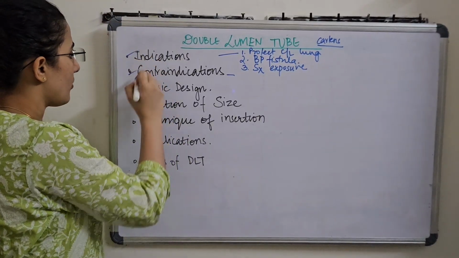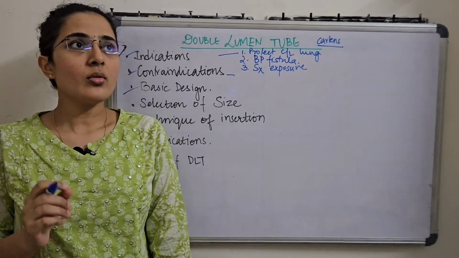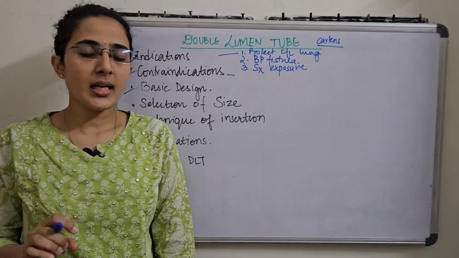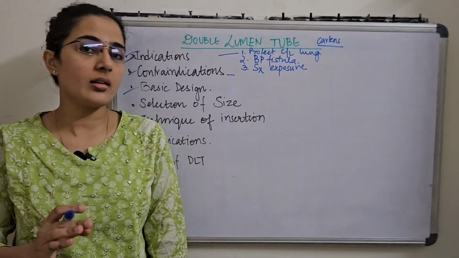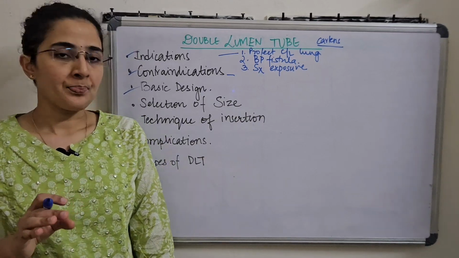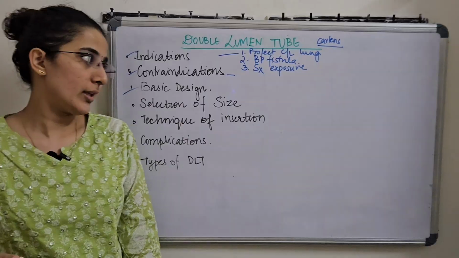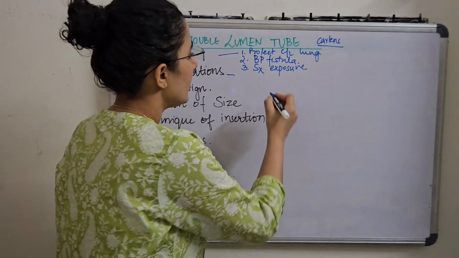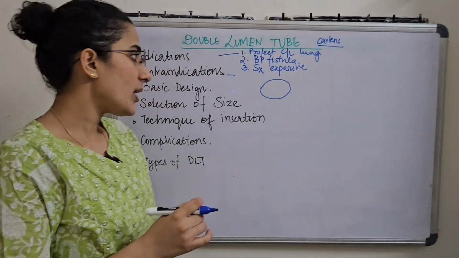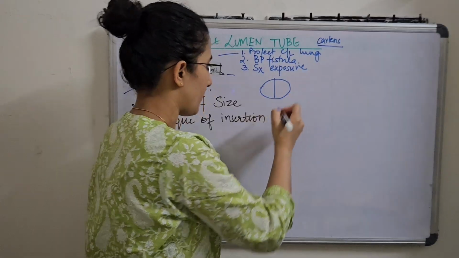Coming next, we will be seeing the basic design of a double lumen tube. All the double lumen tubes which are present have a basic design based on the Carlens tube, which was the initial double lumen tube that was discovered. Now I'll be telling the brief design common to many double lumen tubes. Most double lumen tubes will have a cross section in the form of an ellipsoid.